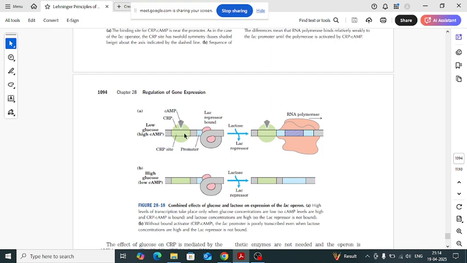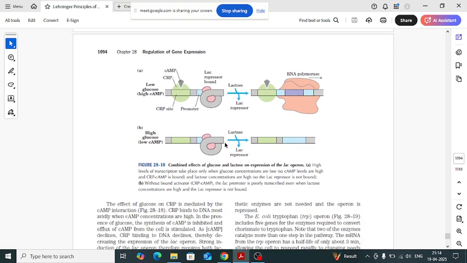So then what will happen? It will help to recruit the RNA polymerase to the promoter, right? And then it will get the expression of the downstream genes, right?